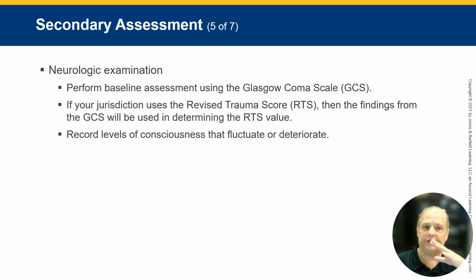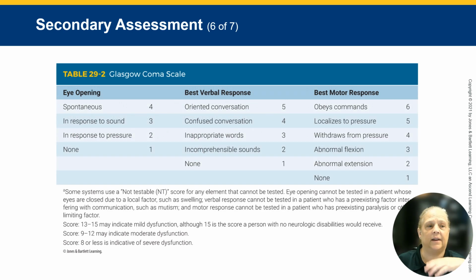We're going to use our GCS, that wonderful Glasgow Coma Scale that everybody loves. Some departments use the revised trauma score. You're going to determine that from your GCS, okay? You're going to record their level of consciousness in your documentation. If it goes up or down, you want to document that. Anytime there's a change, document. All right, I am not going back over this. You guys need to know it. Table 29-2 is your GCS. We already covered this back in the neuro chapter.